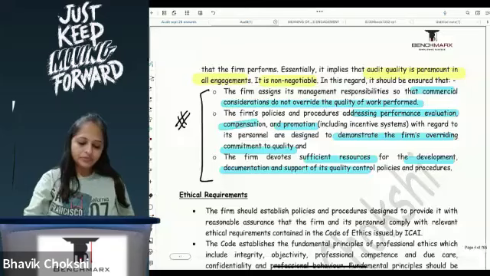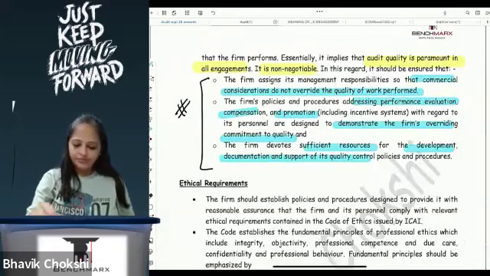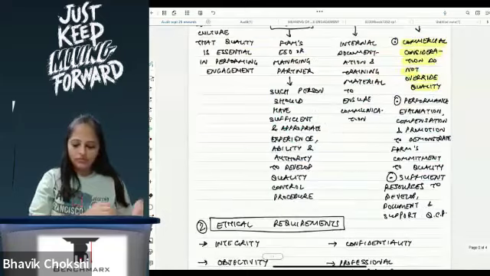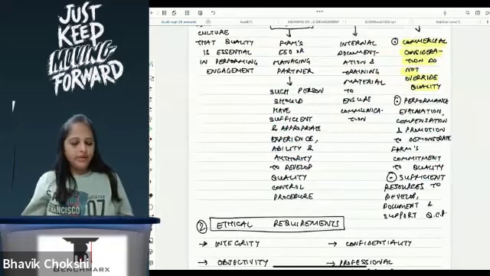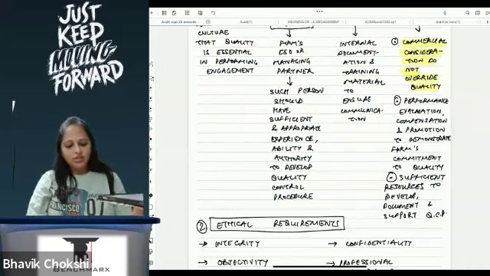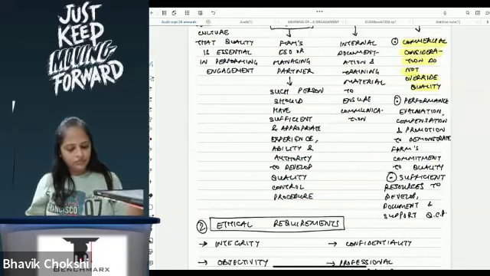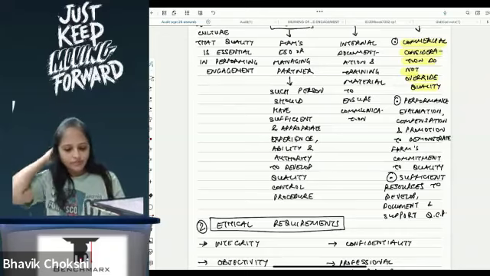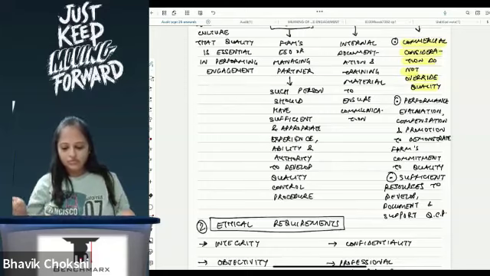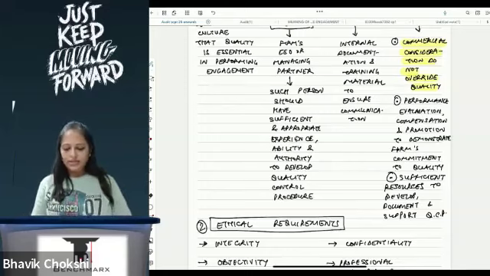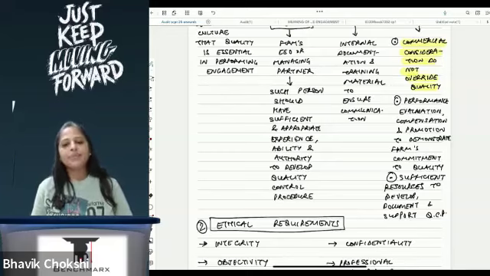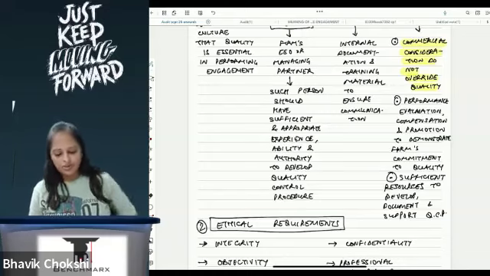And third, sufficient resources to develop, comma, document and support quality control policies and procedures.